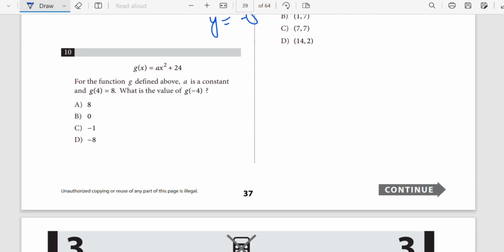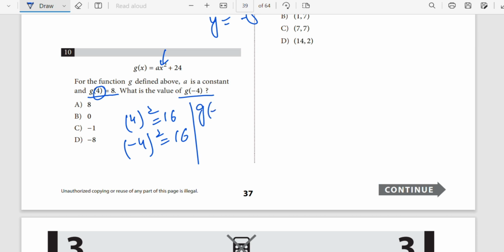In this question, g of x is equal to ax square plus 24, and we know that g of 4 is equal to 8. Find g of minus 4. Keep it in your mind, this 4 is substituted in the x square position. So 4 square is 16, minus 4 square is also equal to 16. So there will be no change in the answer. So g of minus 4 is equal to g of plus 4. So what is g of plus 4? It is 8. So g of minus 4 is also equal to 8. So A is the answer.